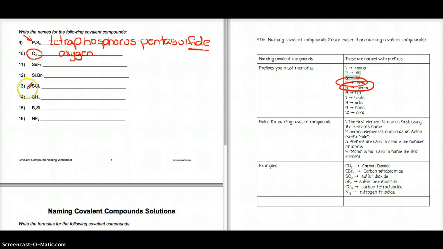Okay, and this one right here, that's a good one to practice because we're going to see that one quite a bit. That one is carbon, no prefix because it's only one of them, and there's 4 hydrogens, so we're going to put the prefix for 4, which is tetra, and hydrogen ends in "ide", so it becomes hydride.